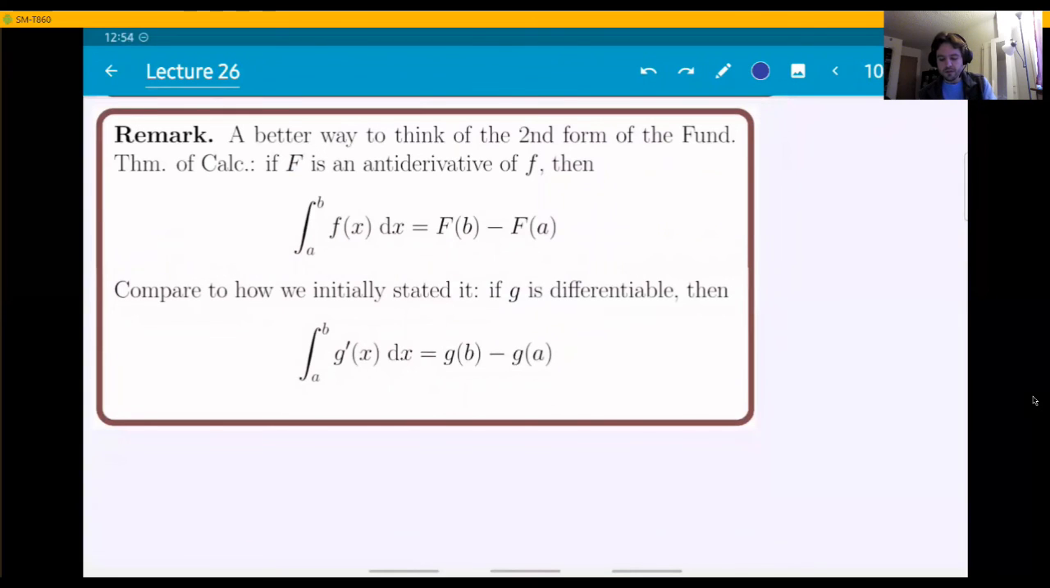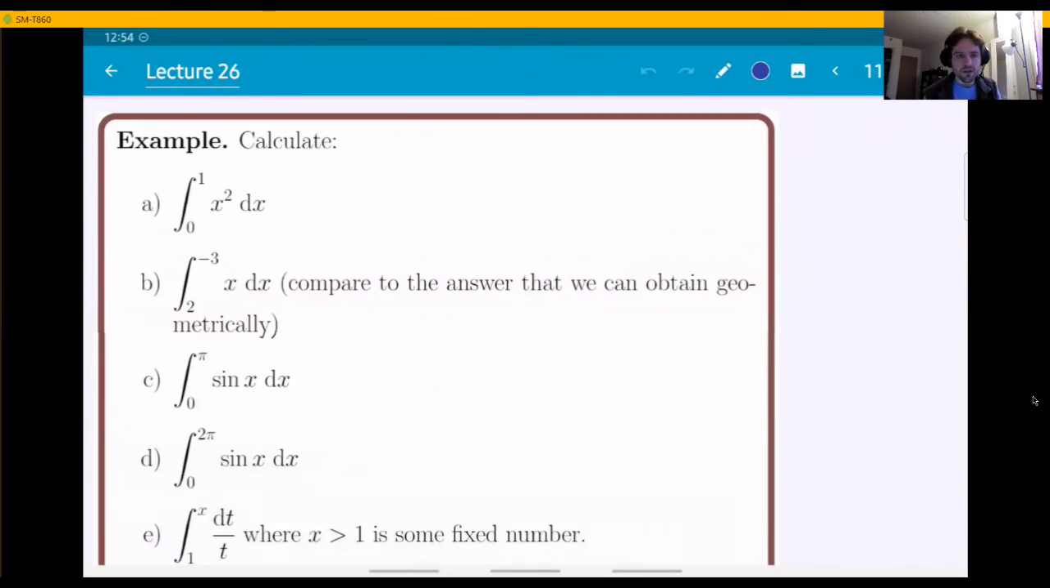So I'm just going to do some simple examples here, and then we'll be done. Calculate all of these integrals, and they all basically fit here. So if you're going between 0 and 1 for the function x squared, what you have to do is, first of all, find a function that's an antiderivative of x squared. That would be the function x cubed over 3. And then evaluate it between 1 and 0.